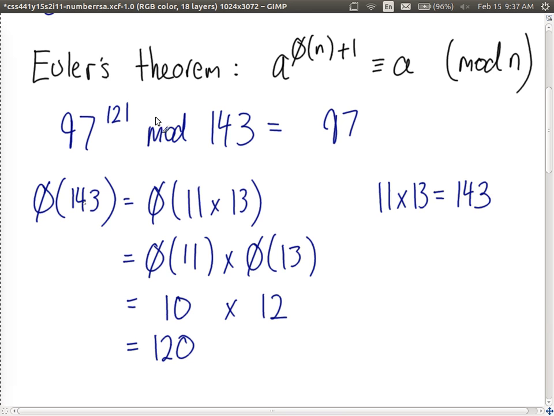So we don't need to calculate the power. We could in this case, with the small numbers 97 and 121, but with larger numbers, again, it would not be possible to calculate. So if it's in the form of Euler's theorem, we can find the solution easily. We're going to use this theorem, Euler's totient function, and some of our other modular arithmetic in a cryptographic algorithm in a moment.